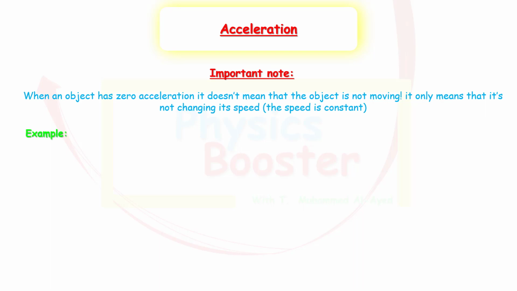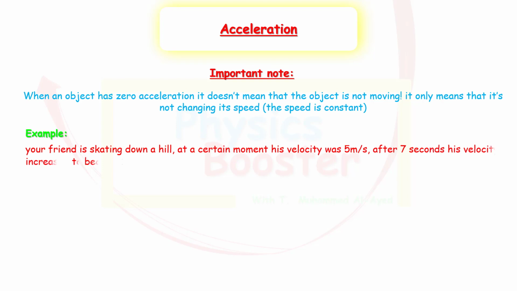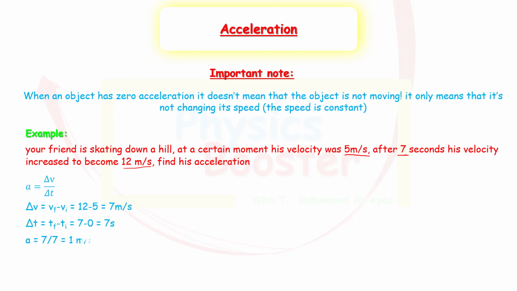Okay? Let's do a quick example. Your friend is skiing down a hill. At a certain moment, his velocity was 5 meters per second. After 7 seconds, his velocity increased to become 12 meters per second. Find the acceleration. One of the skills that somebody should learn while learning physics is how to extract information from questions. So we're doing it here as simple as that.